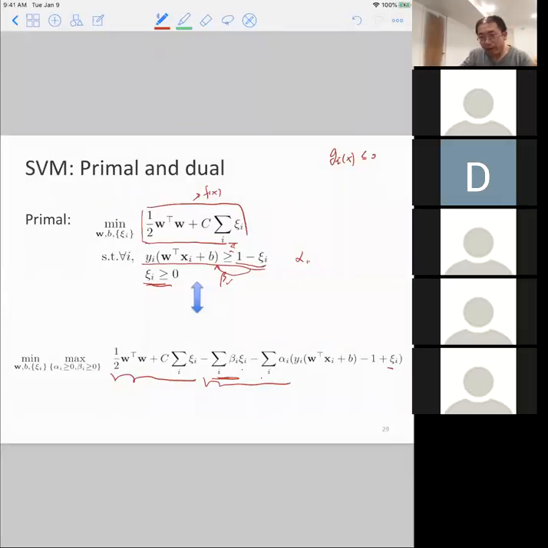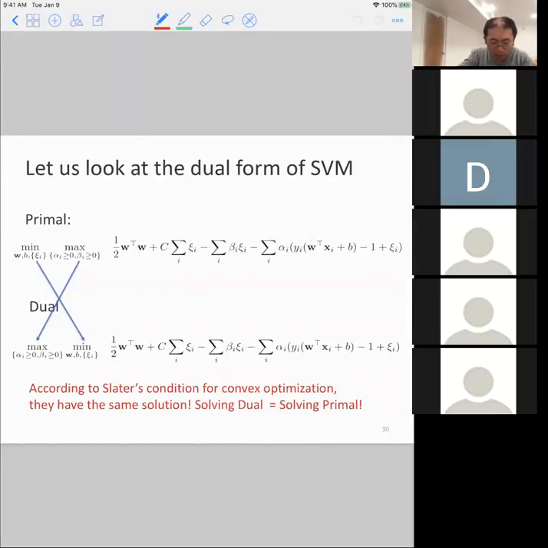In the inner level, we maximize the Lagrange function with respect to non-negative multipliers. The multipliers are alpha i's and beta i's. In the outer level, we minimize the Lagrange function with respect to the original variables. In our soft SVM, we not only include the model parameters W and B, we also include the slack variables. That's everything. So this is our primal form.